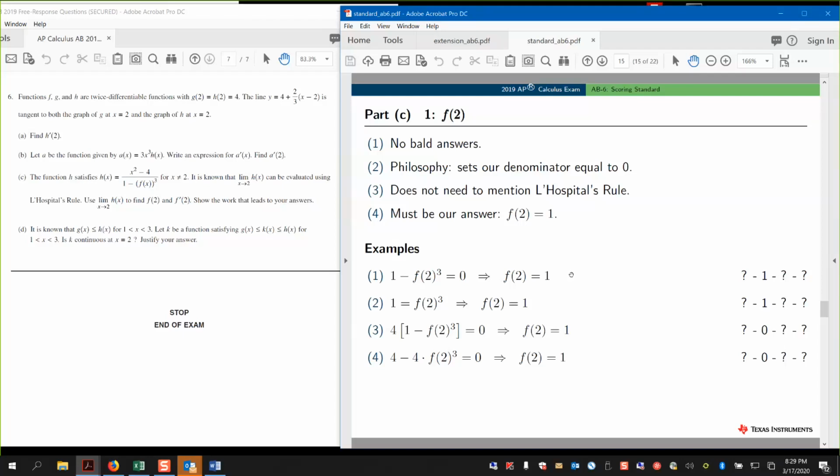Now, in example 1, the denominator of h is set equal to 0. We can see the correct value for f of 2, so this certainly earns the second point. In example 2, this is just another, maybe different, way to convey the denominator set equal to 0. We can see the correct value, so this also earns the second point. In example 3, that's not the denominator set equal to 0. So even though f of 2 is correct, this does not earn the point. Readers have to be careful in taking a look at and reading student responses here. And in example 4, similarly, we have a wrong expression set equal to 0 with the right answer. This does not earn the second point.